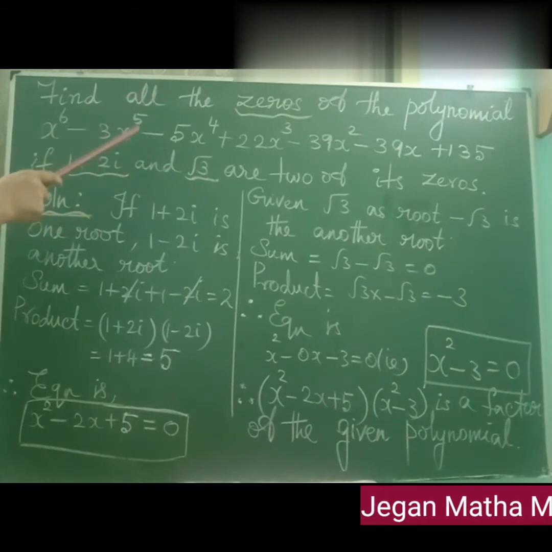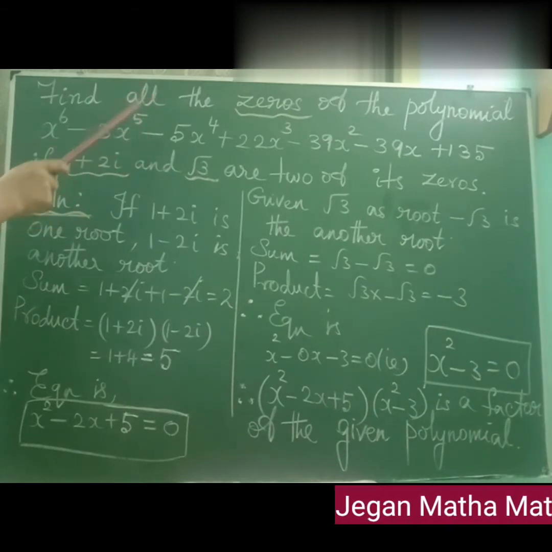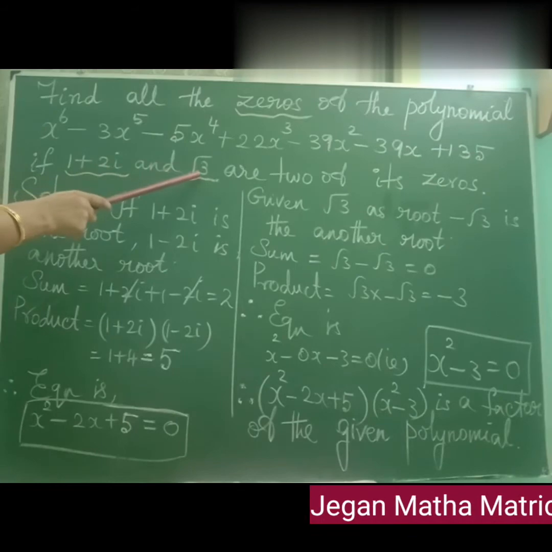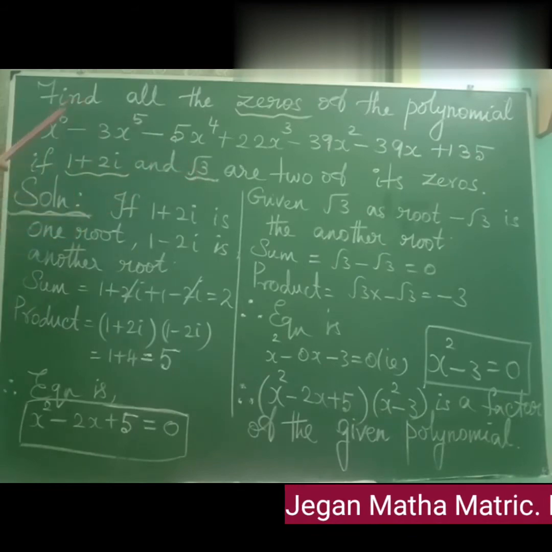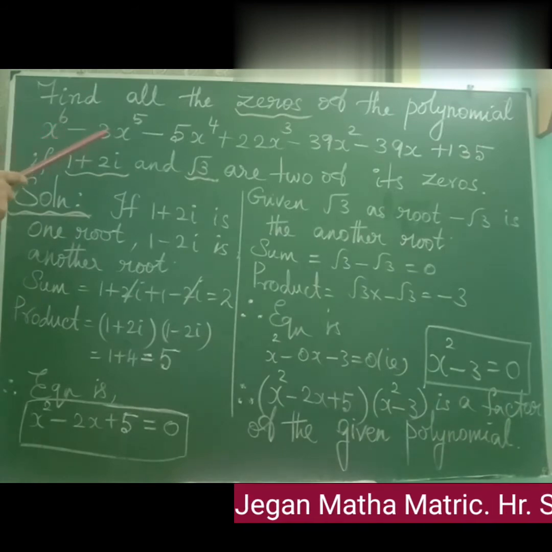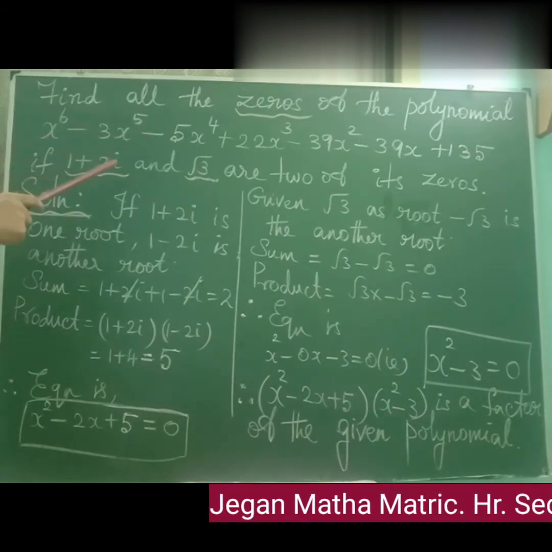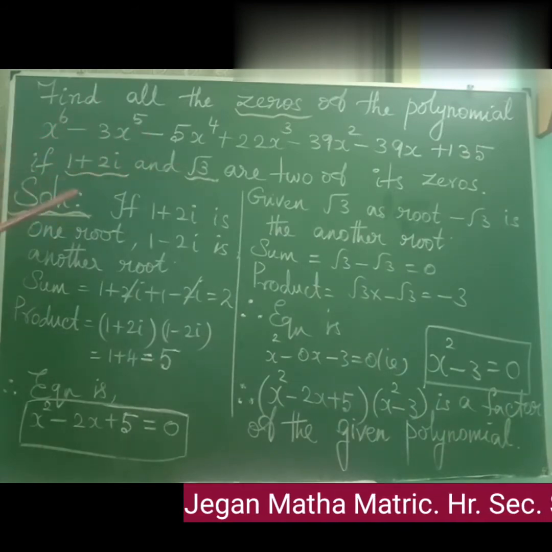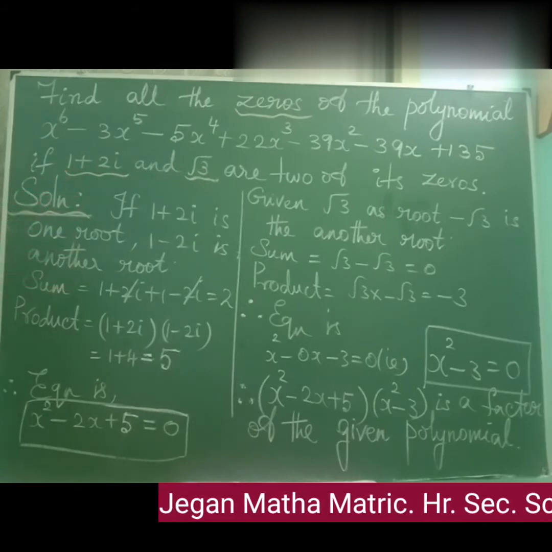Zeros are nothing but the roots of a polynomial. These two are the zeros. Since the power is 6, we have 6 zeros for this polynomial. So we have to find the remaining 4 zeros.